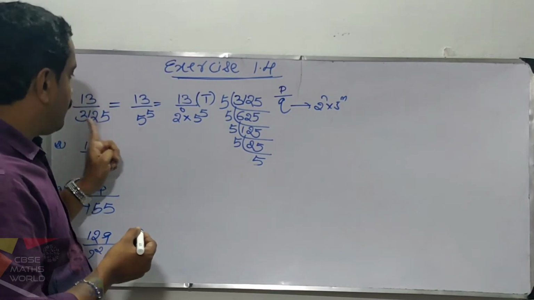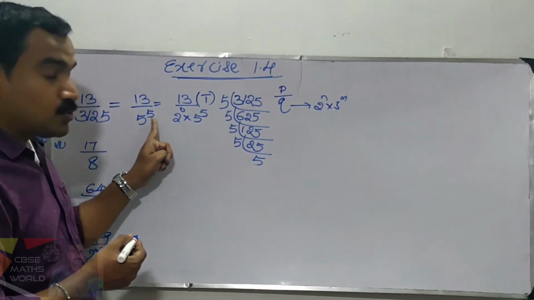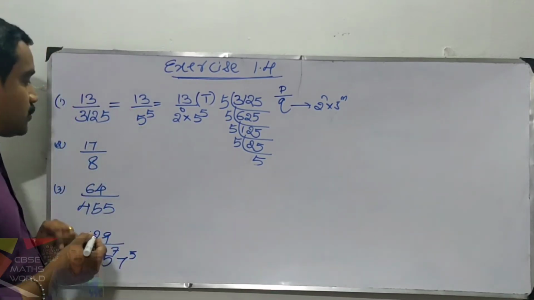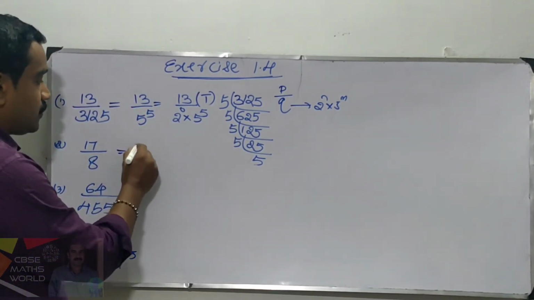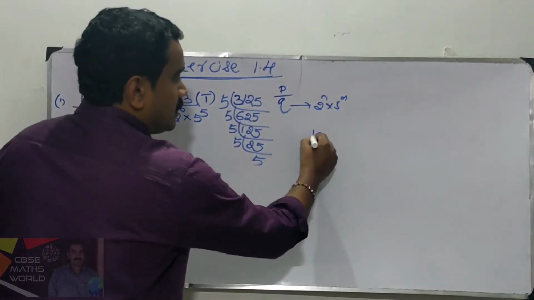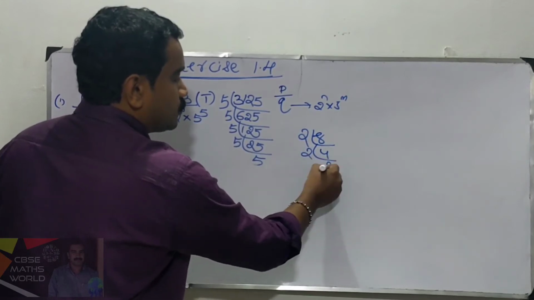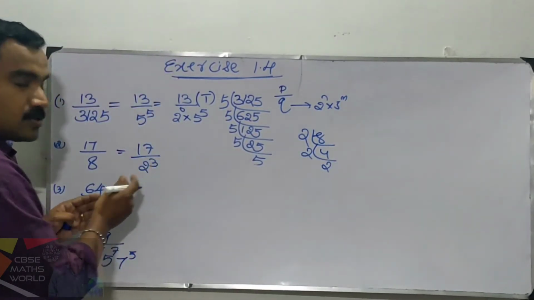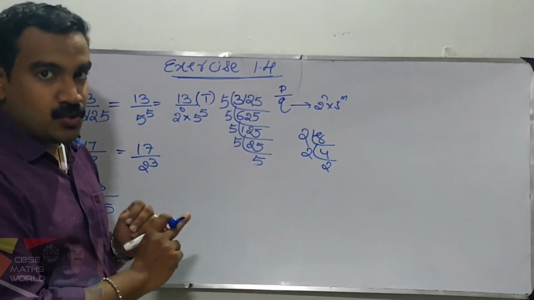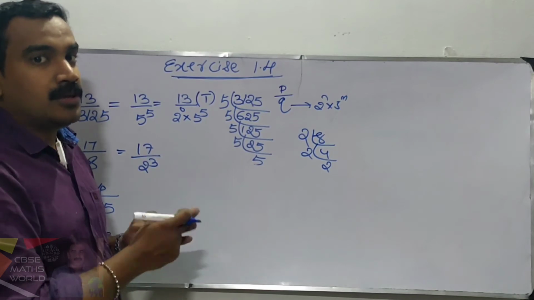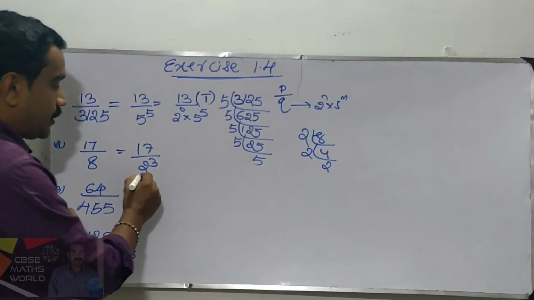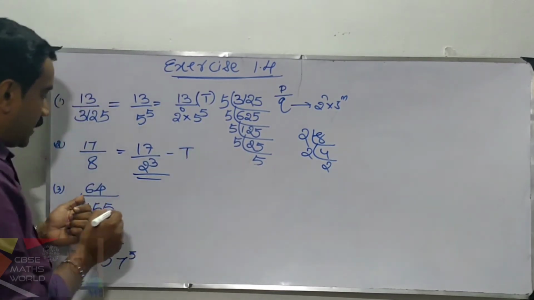Just write this: factorize the denominator, 3125 is 5 raised to 5. The denominator contains only 5, so it is terminating. Look at the next question, 17 by 8. Now we need to factorize the denominator. How can you write 8? 8 is 2 times 4, again 2 times 2. So 8 is 2 cubed. The denominator contains only 2. If it is terminating, the denominator contains only 2, or only 5, or both 2 and 5. So 17 is 17, 8 is 2 raised to 3. So it is terminating.